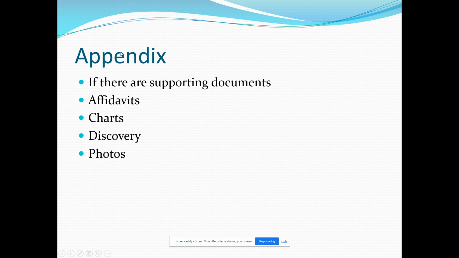Okay, and the appendix, we're really not going to have to deal with this, but sometimes if the issue or the issues in your memo deal with a contract, you might have that contract attached as an appendix, or think of it as an exhibit, right? An affidavit, charts, photos, maybe some discovery responses, things that you are referring to in your writing, then it will be easier for the reader to just look at what's attached.